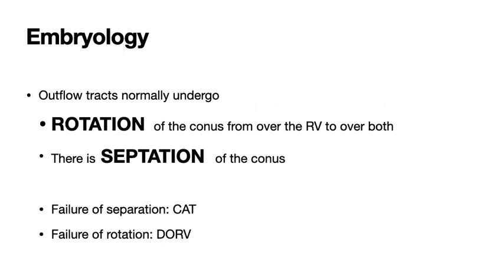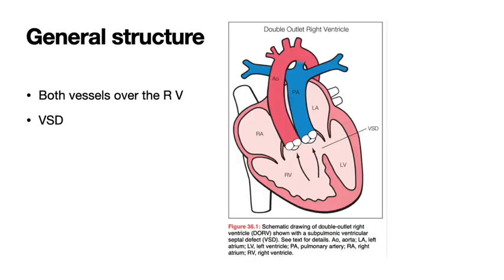As we said, the outflow tracts normally undergo rotation of the conus from over the right ventricle to over both of them, and there's also a septation of the conus. And we just said that the failure of septation leads to common arterial trunk. Failure of rotation leads to double outlet right ventricle.